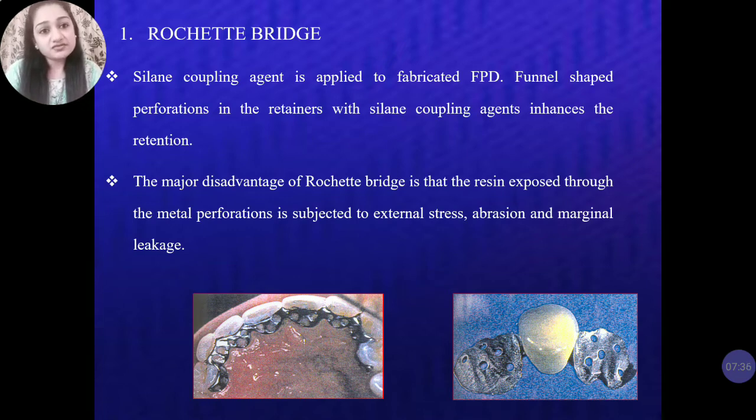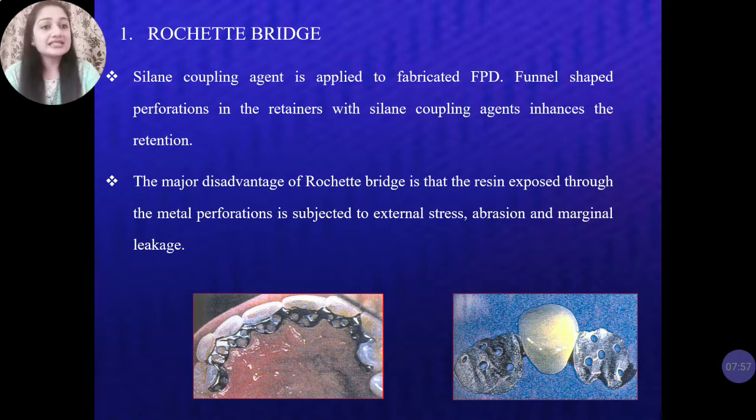After making such funnel shaped perforations, silane coupling agent is applied on this so that it enhances the retention. But the major disadvantage of Rochette bridge is that the resin which is exposed through the metal perforations is subject to external stress, abrasion and marginal leakage.